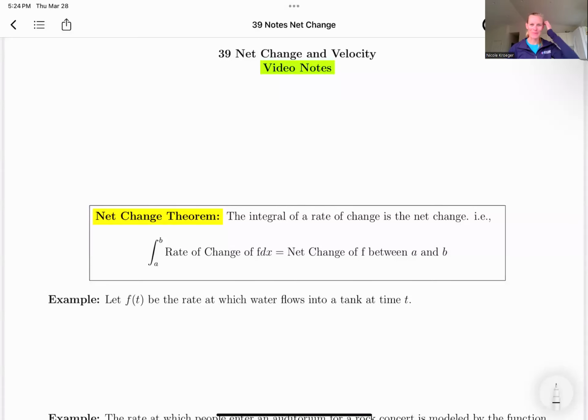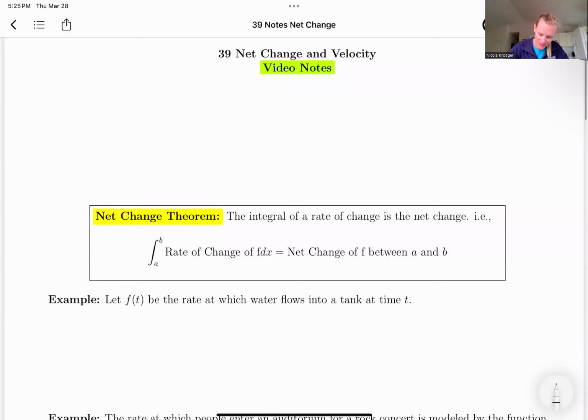We're going to start learning a few applications of definite integrals over the next couple of weeks. And our first one is going to be thinking about definite integrals as net change. And this is just an application of the fundamental theorem of calculus, actually.